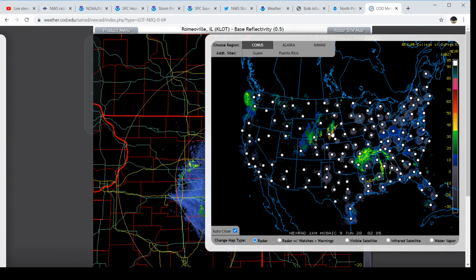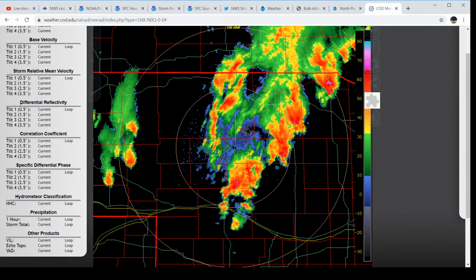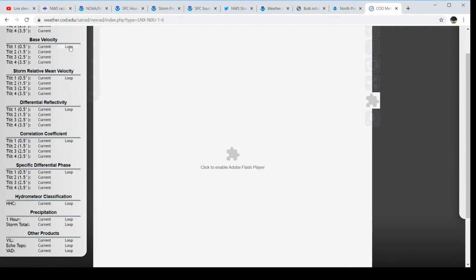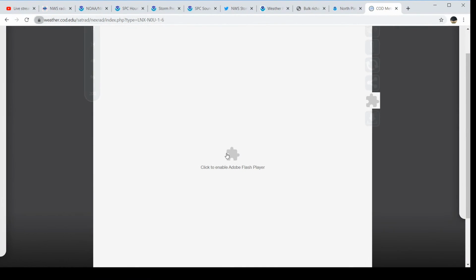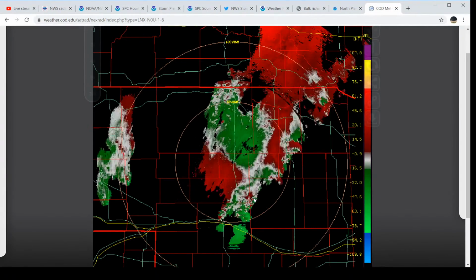Okay. Oh, you got radar site in the middle of all that. Okay. See what's happening. Hello. So you got 1, 2. This one looks more linear. It looks like a new development down here.